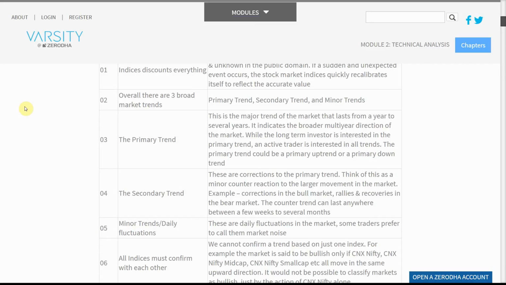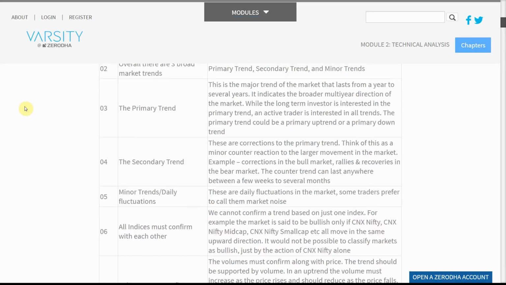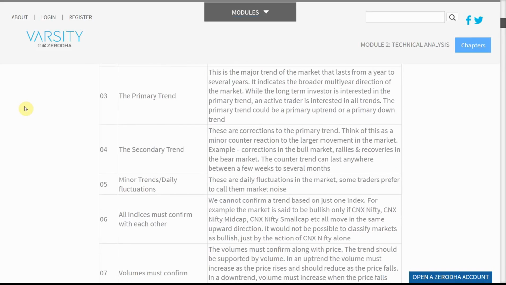04. The secondary trend. These are corrections to the primary trend. Think of this as a minor counter-reaction to the larger movement in the market. Example, corrections in the bull market, rallies and recoveries in the bear market. The counter-trend can last anywhere between a few weeks to several months.